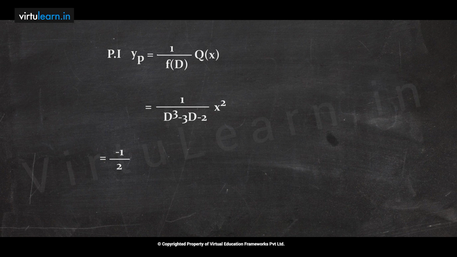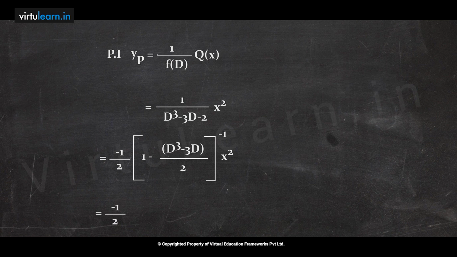If the constant is not available, then you have to consider D as the common factor. Then this can be written as 1 minus (D cube minus 3D by 2) whole to the power of minus 1 into x square. This is in the form of (1 minus x) whole to the power of minus 1. Then we have the formula: (1 minus x) to the power of minus 1 means 1 plus x plus x square. Here the power of x is 2, so you have to expand up to the square term only.